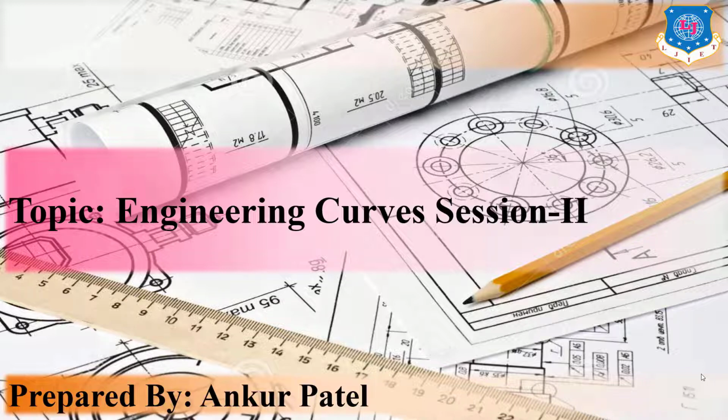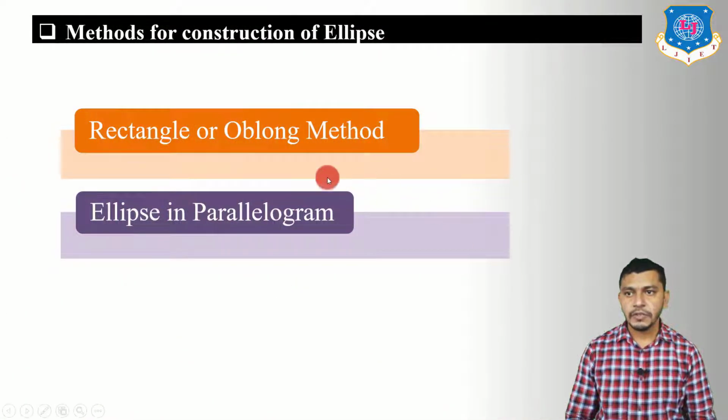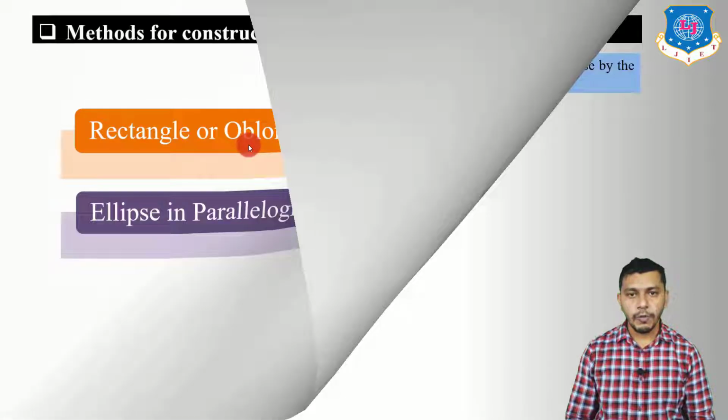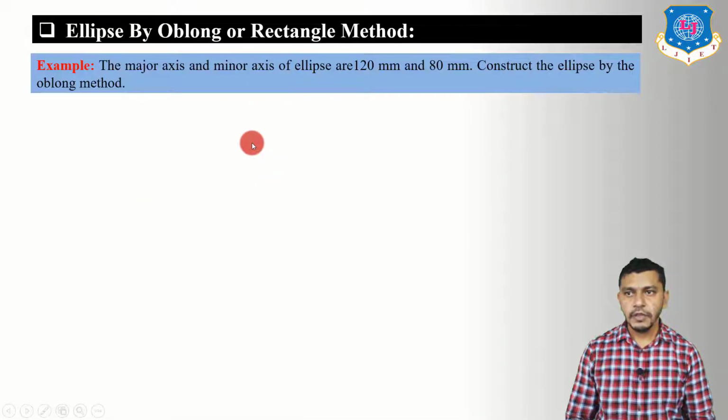The methods to construct an ellipse. Today in this session we will discuss two methods of constructing an ellipse. First is the rectangle or oblong method, and the second method is ellipse in parallelogram. Okay, so let's start with the rectangle or oblong method. Ellipse by oblong or rectangle method.